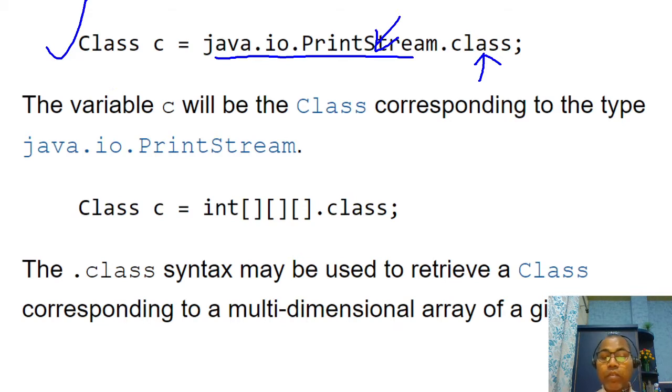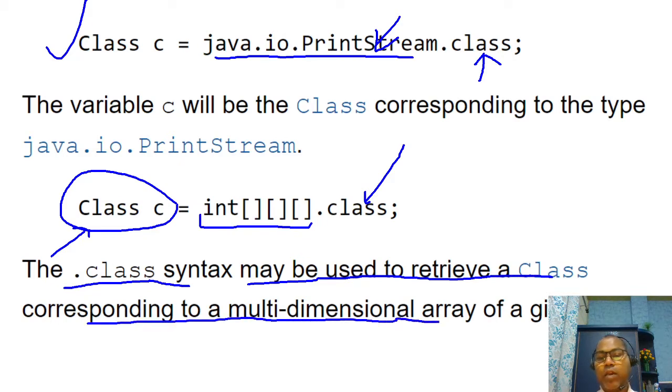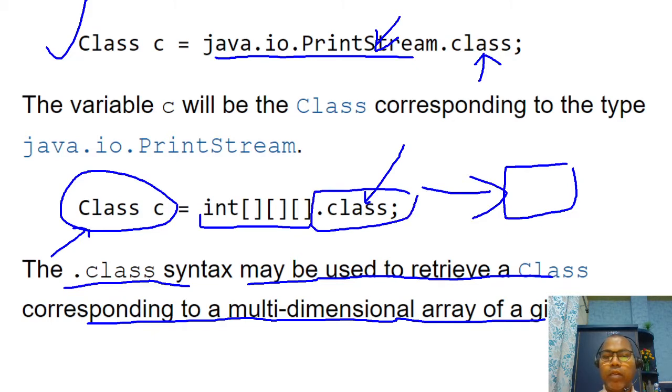Similarly, let's say we have an array. You can append dot class, and now we are getting the class object, and here you can examine the details. The dot class syntax may be used to retrieve the class corresponding to a multi-dimensional array or an array of any given type. So whatever class you want to analyze the properties of, just append dot class and you get the object of that class.